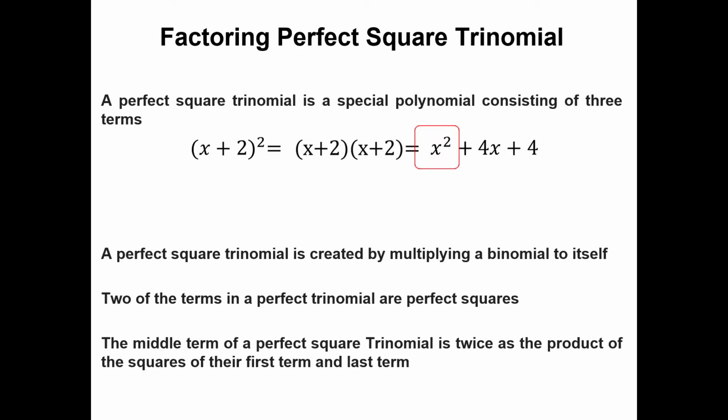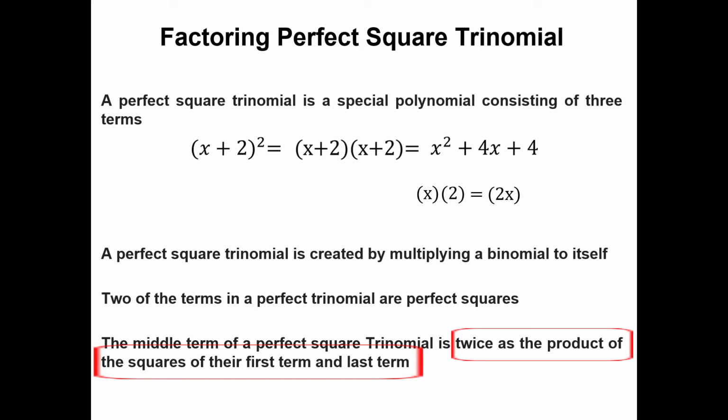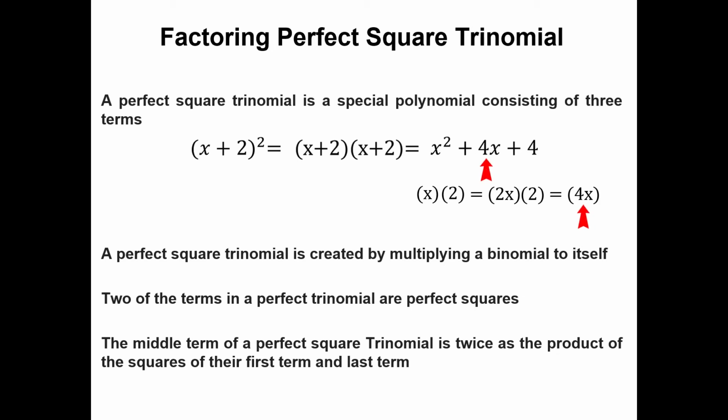The square root of x squared is x, and the square root of 4 is 2. Multiplying these terms, we get 2x. Now, twice the product of the square roots of the first term and last term means we multiply them by 2, which is equal to 4x. Look, that is how we identify if a trinomial is a perfect square trinomial.